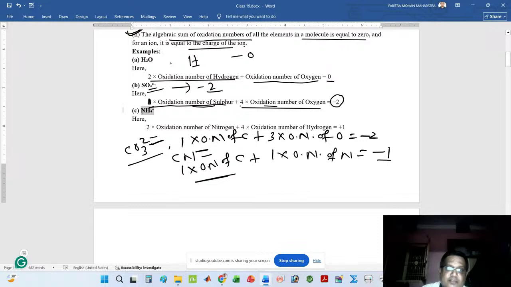Similarly, you can take the positive radicals. Here I have taken NH4 plus ion. Look at that, here one nitrogen atom is present. So here I can write 1 into oxidation number of nitrogen plus 4 into oxidation number of hydrogen, and it is equal to the charge. Here the charge is positive, plus 1.